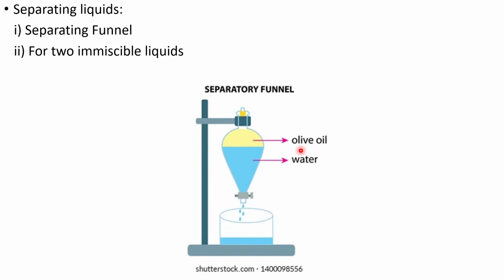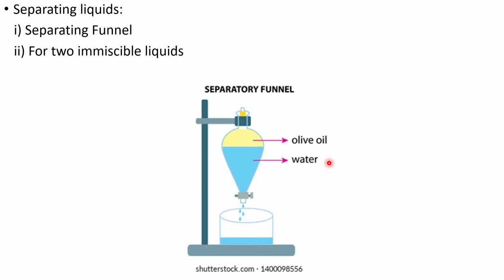Next is separating liquids. So we use a separating funnel, which is an apparatus basically used for separating two immiscible liquids. That means liquids which are not soluble with each other. For example, take oil and water. If you mix oil in water, oil won't dissolve in water. So for liquids which do not dissolve with each other, we can use a separating funnel.